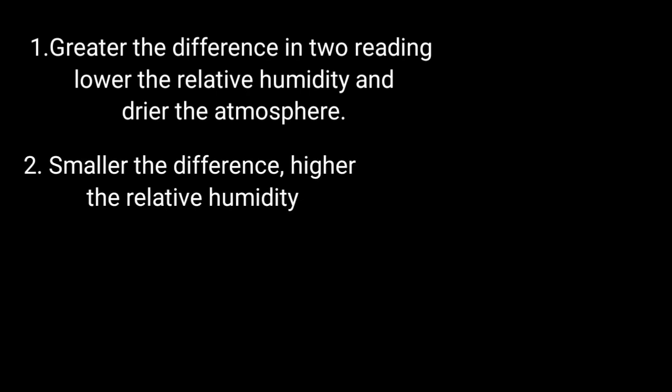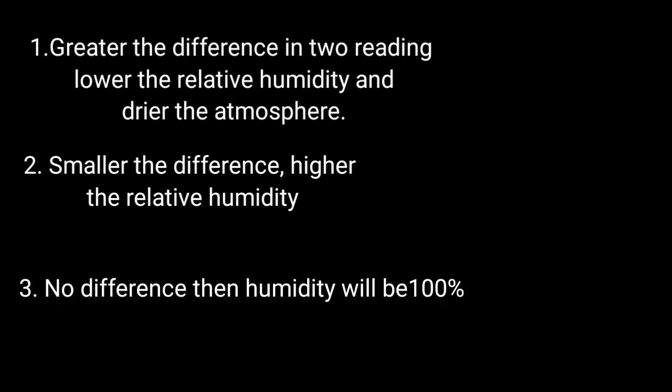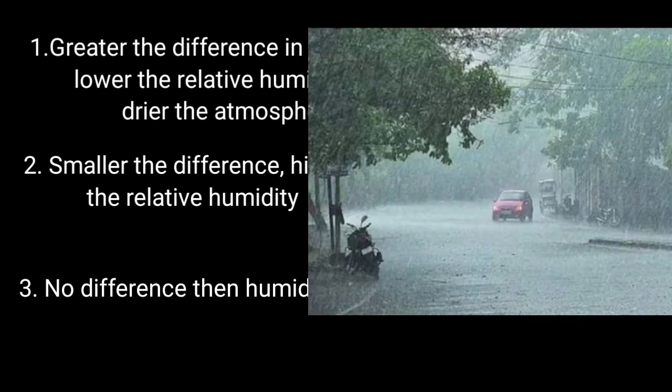The smaller the difference, higher the humidity. Say for example, 20 degrees dry bulb temperature and wet bulb temperature is 15 degrees, difference is 5. So the humidity will be higher, right? So if there is no difference, then the relative humidity is 100%. Now if it is 20 degrees in wet bulb thermometer and 20 degrees in dry bulb thermometer, so it is equal, which means relative humidity is 100%. Then the air is fully saturated, it will obviously rain, right?